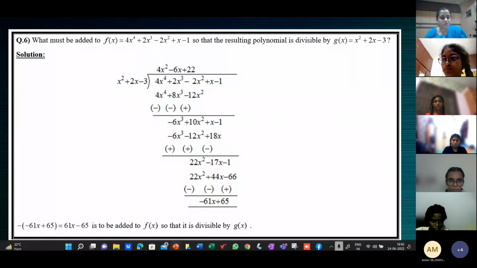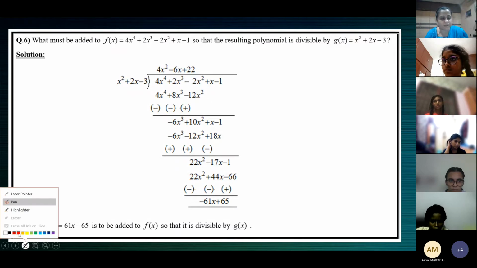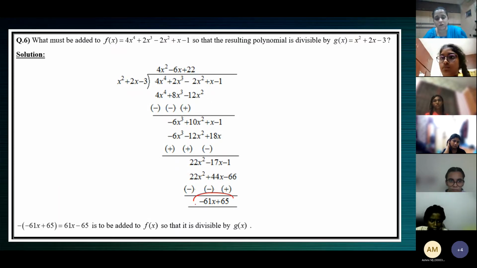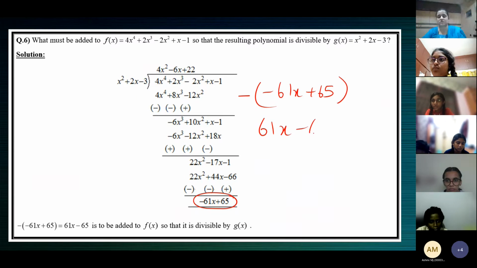So now, if the question is what is to be subtracted, whatever you get as a remainder, minus 61x plus 65, is to be subtracted. If the question is what is to be added, the negative of the remainder is to be added. That is, 61x minus 65 is to be added.